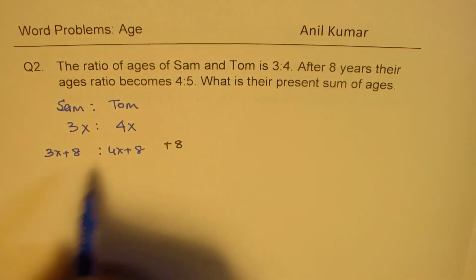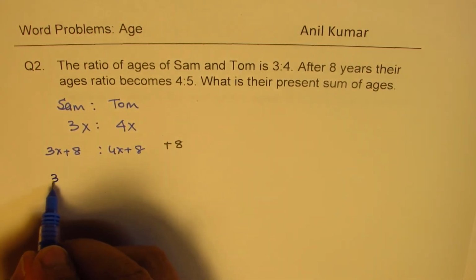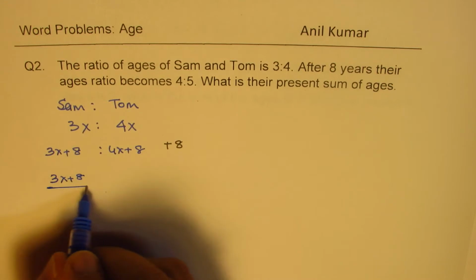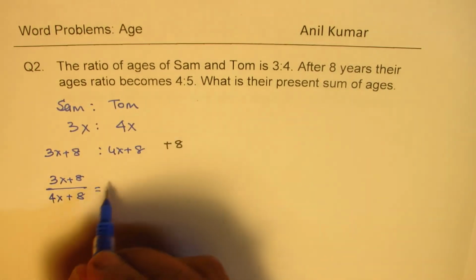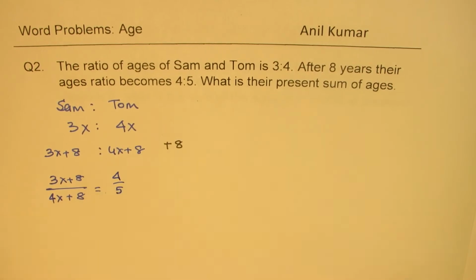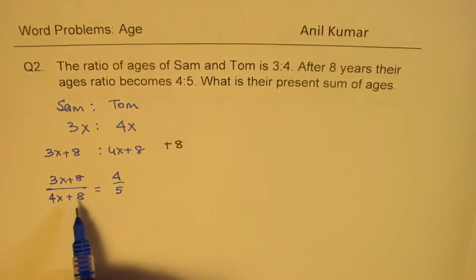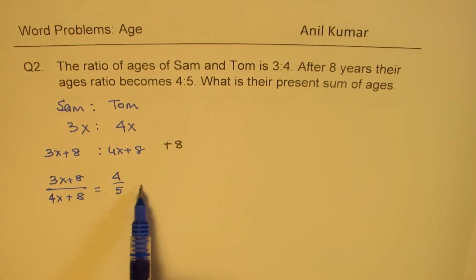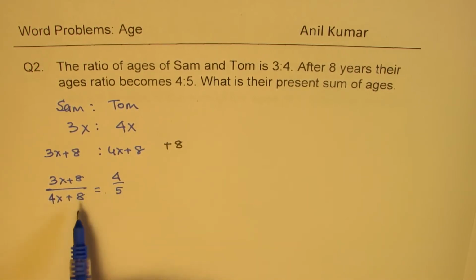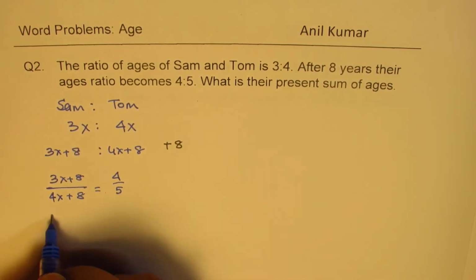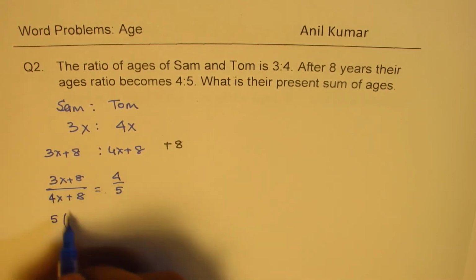So now we'll write our ratio, right? So we'll say 3x plus 8 over 4x plus 8 is equals to 4/5. Is that clear to you? Now what are you going to do? Cross multiply and solve. Or you could subtract 1 from both the sides and do it. Either way, you could solve this, right? So apply the strategy which works best for you. So for the time being, we'll do cross multiplication.